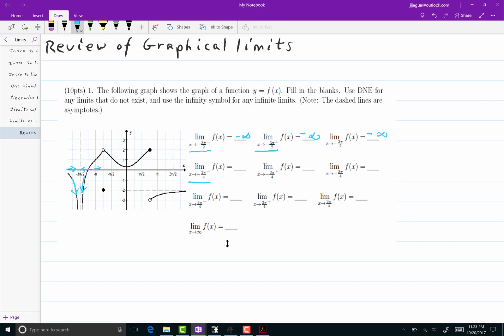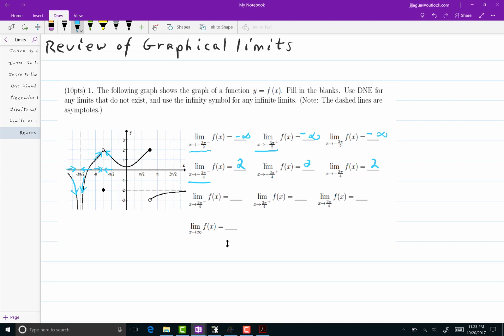All right, my next one up is x goes to negative 3 pi over 4 from the left. If you follow it from the left, you can see it's heading to that hole whose y value is 2. Now do it from the right side. If you go from the right, the graph is also heading towards that hole, which has a y value of 2. So automatically the limit is 2.